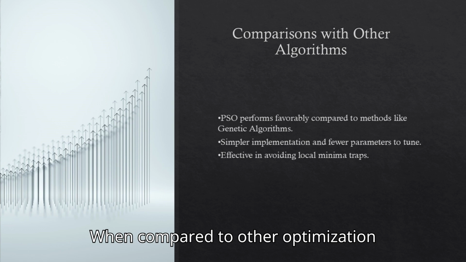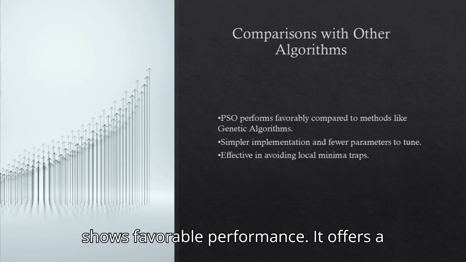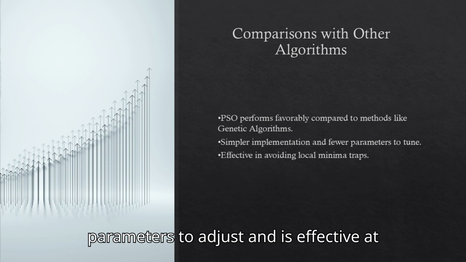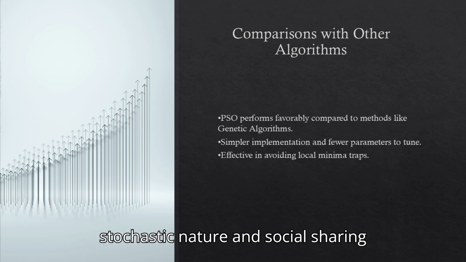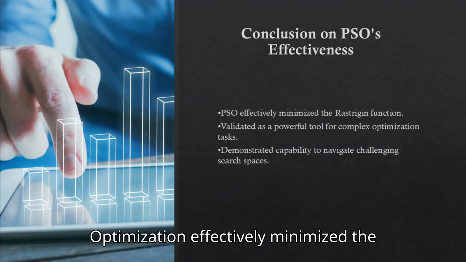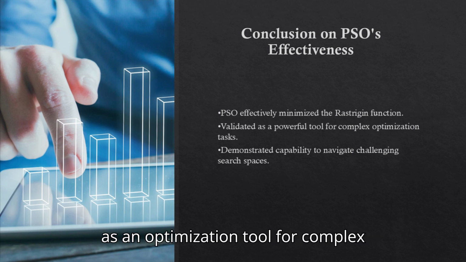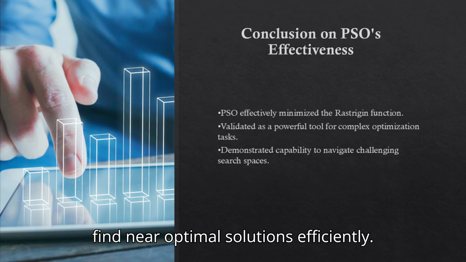When compared to other optimization methods such as genetic algorithms, PSO shows favorable performance. It offers a simpler implementation with fewer parameters to adjust and is effective at avoiding traps in local minima due to its stochastic nature and social sharing mechanisms. In conclusion, particle swarm optimization effectively minimized the Rastrigin function, validating its power as an optimization tool for complex tasks. It demonstrated the capability to navigate challenging search spaces and find near-optimal solutions efficiently.